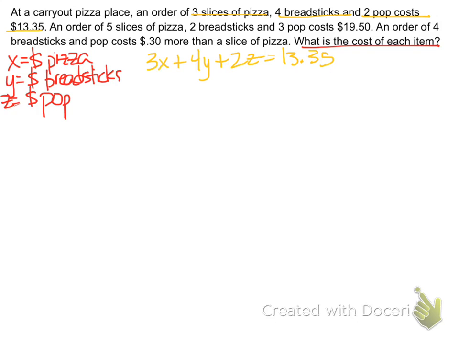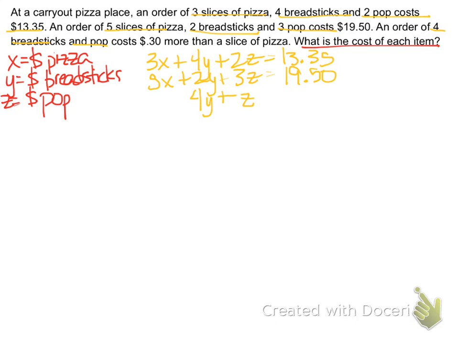My second equation we're going to come up with similarly. I have 5 slices of pizza, 2 breadsticks, and 3 pop for $19.50. So again, price times the number for each item equals $19.50. The last equation shouldn't be too tricky, but we have an order of 4 breadsticks and a pop.